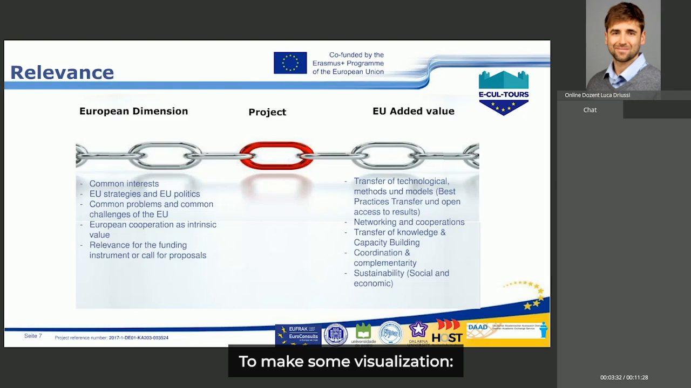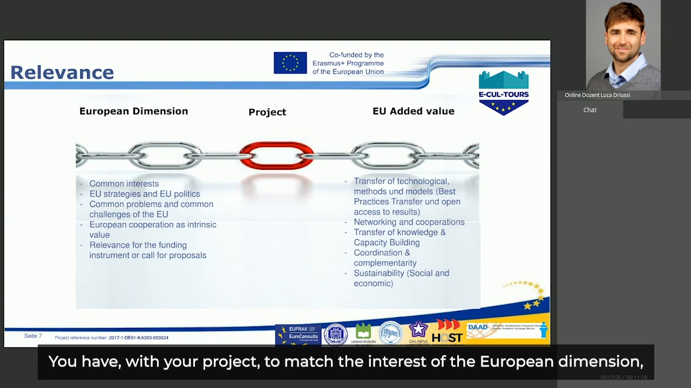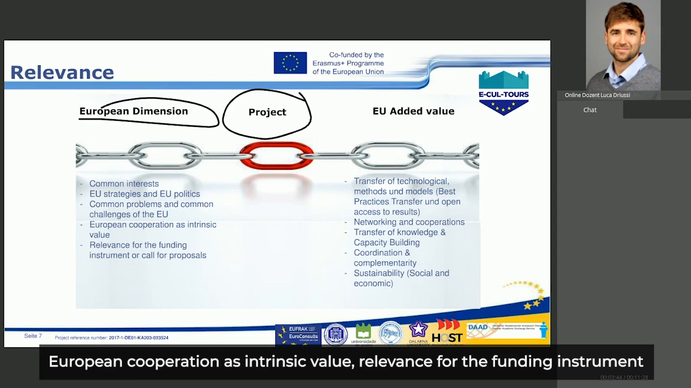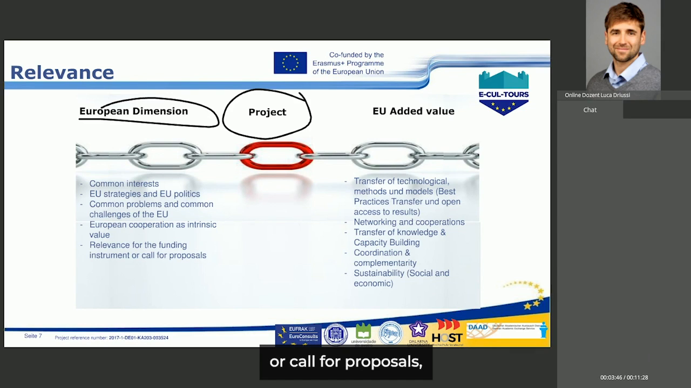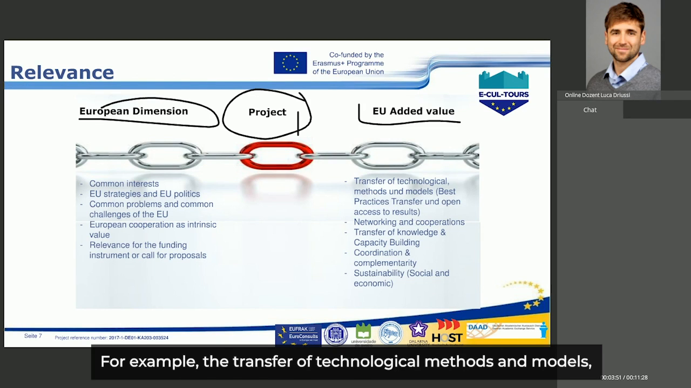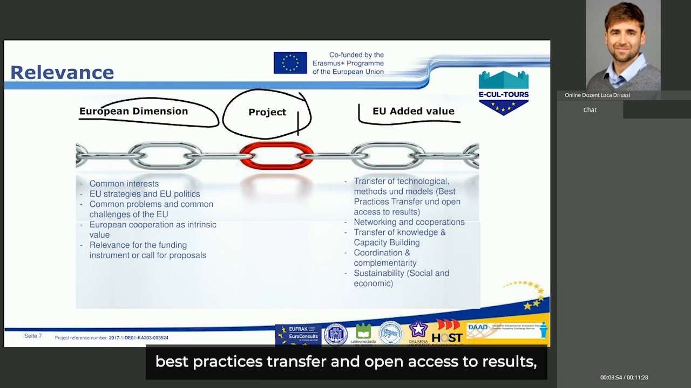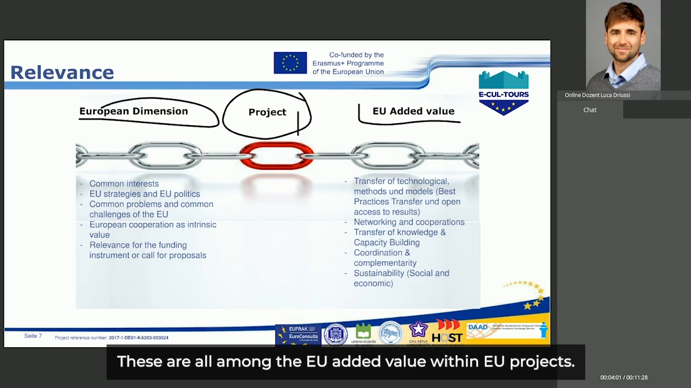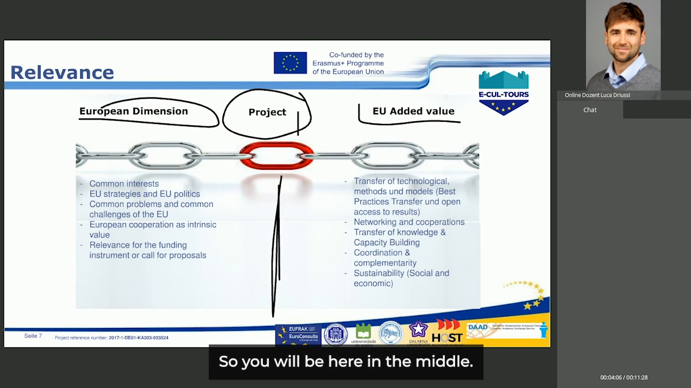To make some visualization, you have to match with your project the interest of the European dimension, common interest, EU strategies and EU policies, European cooperation as intrinsic value, relevance for the funding instrument or call for proposal, your project, and then the EU added value. For example, the transfer of technological methods and models, let's say best practice transfer, and open access to results, networking and cooperation, transfer of knowledge and capacity building. These are all among the EU added value within EU projects, so you will be here in the middle.